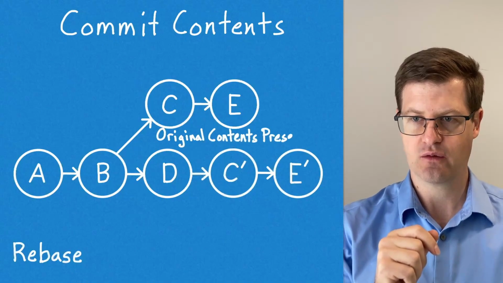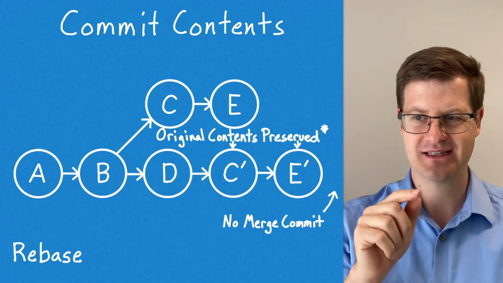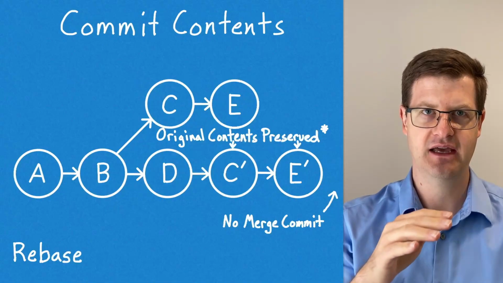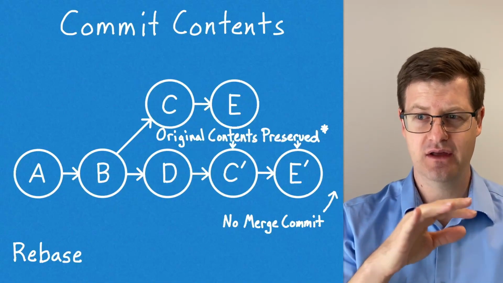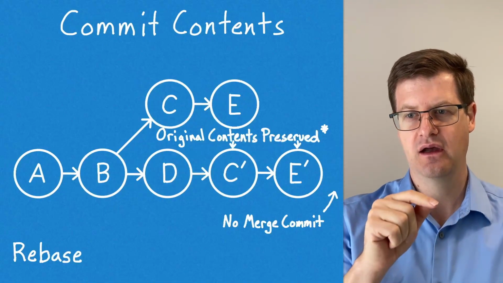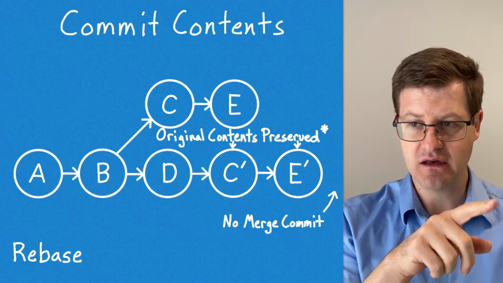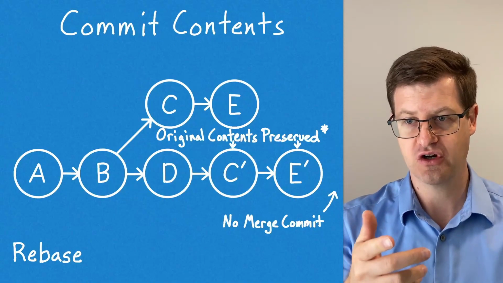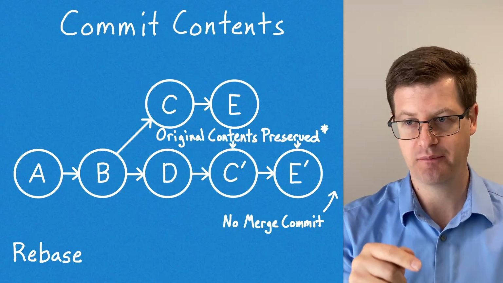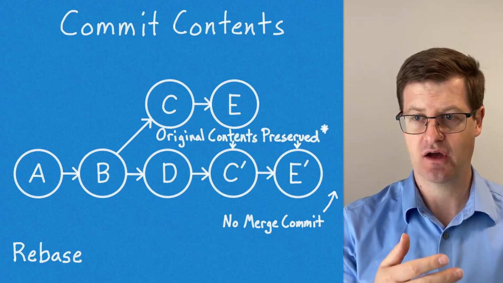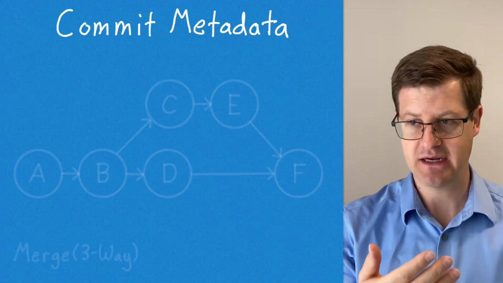When we're looking at rebase, the original contents are preserved. There are some things that happen in the case of merge conflicts that you end up having to fix. But in the case of no conflicts, the contents of C are preserved in C prime and E in E prime. And there's no merge commit. So things are moved over. So that's the contents. We're going to talk about the metadata now.